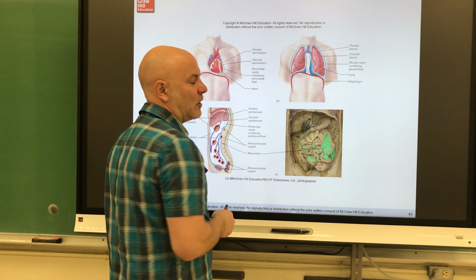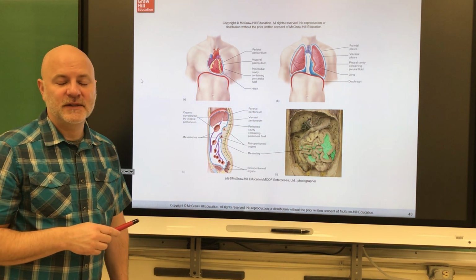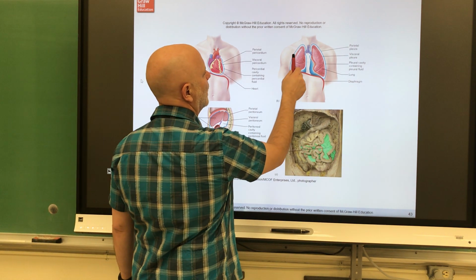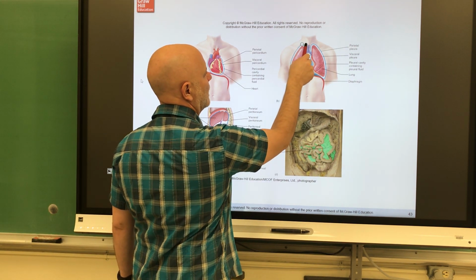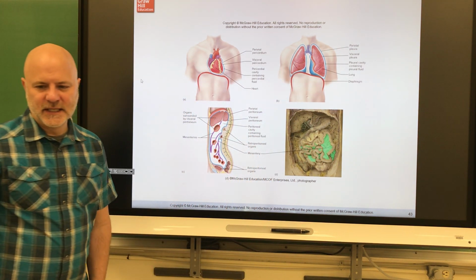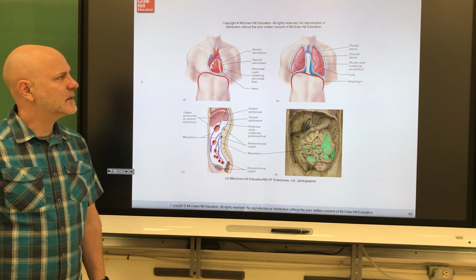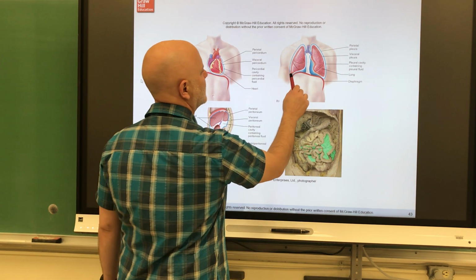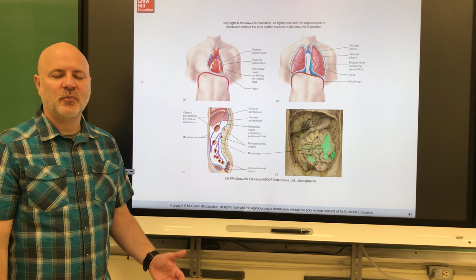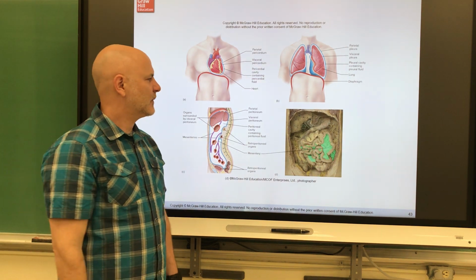On the lungs, these are called pleural membranes. These are membranes around the lungs. We have a parietal pleura, which is on the outside here in blue, and then a visceral pleura in red there, once again on the lungs. There's a little space in between the two, which is called the pleural cavity. This is a space between the parietal and visceral pleura.